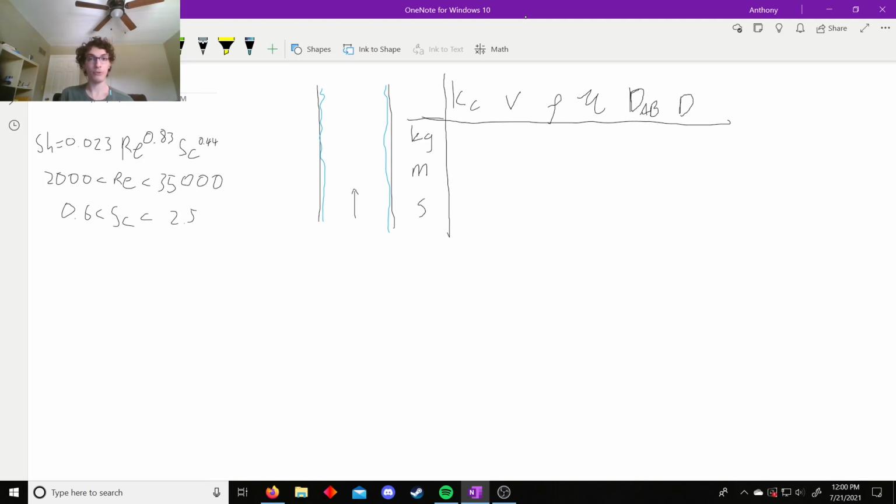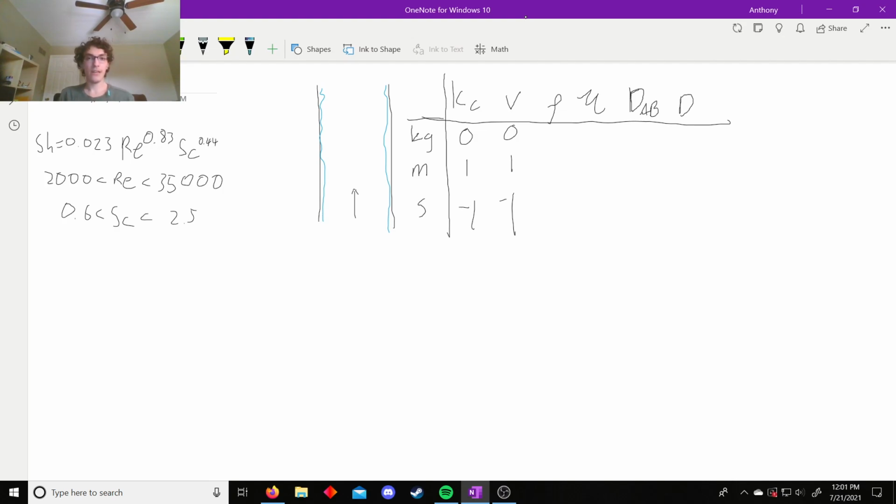So, for example, the unit for Kc is meters per second. So kilograms does not appear, so that would be 0. Meters has a power of 1, and seconds has a power of -1, because it's on the bottom. So this is the idea we want to use for all of these. Velocity is also meters per second, so it will look the same.